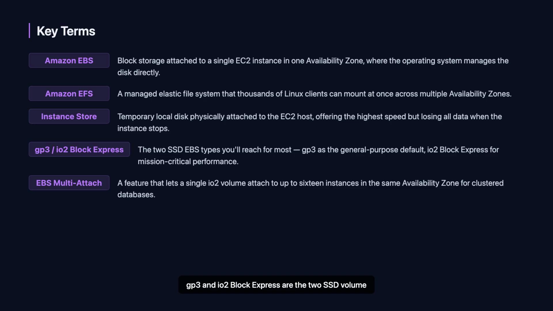GP3 and IO2 block express are the 2 SSD volume types that cover most real workloads. GP3 is the sensible everyday default, IO2 block express when you need mission-critical performance guarantees. Finally, EBS multi-attach lets a single IO2 volume connect to up to 16 instances in the same zone, which matters for clustered database setups.